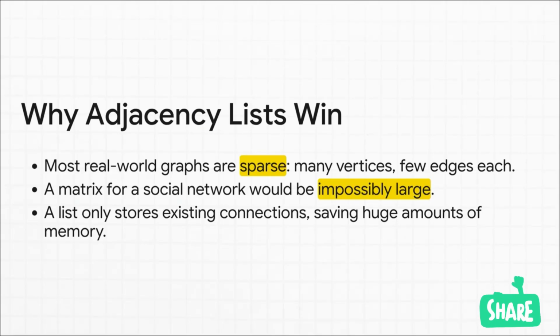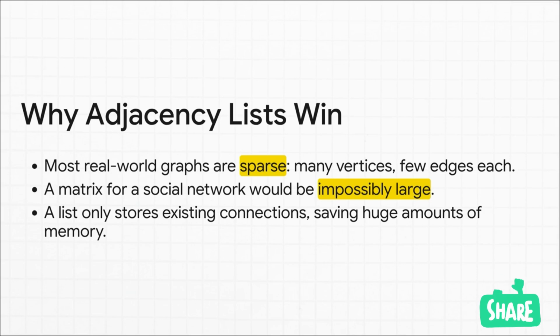So which one is better? Well, for most real-world problems, the adjacency list wins, hands down. And here's why. Most big networks are what we call sparse. Think about Facebook again. There are billions of vertices, but you're only connected to a few hundred or maybe 1,000 of them. An adjacency matrix for that would be a gigantic grid that's almost entirely filled with zeros, a colossal waste of memory. The list, on the other hand, only stores the connections that actually exist, which makes it way, way more efficient.